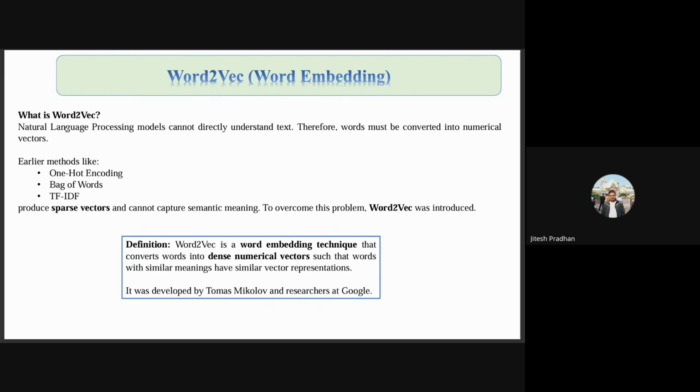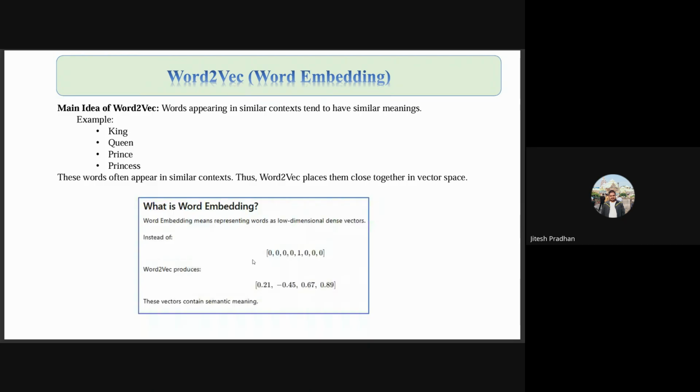Now we have another thing that is called Word2Vec. Basically, Word2Vec is a word embedding technique that converts words into dense numerical vectors so that words with similar meanings have similar vector representations. Now let's see how Word2Vec works. Look here, we have an example. Words appearing in a similar context tend to have similar meaning.